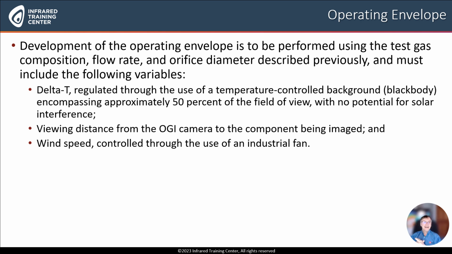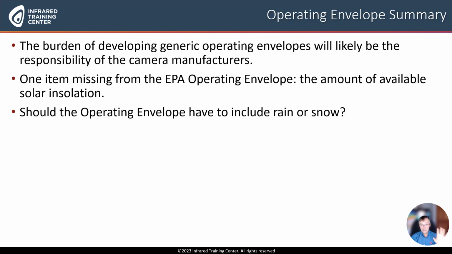Okay, and so development of the operating envelope is performed using the test gas composition, flow rate, and orifice diameter described previously, and it has to include several variables: the delta T, the viewing distance from the component, and the wind speed. Okay, so that is the basics, but there are quite a bit more conditions that you can evaluate. Now, the burden of developing a generic operating envelope will likely be the responsibility of the camera manufacturers, but that might not cover every single envelope, okay?